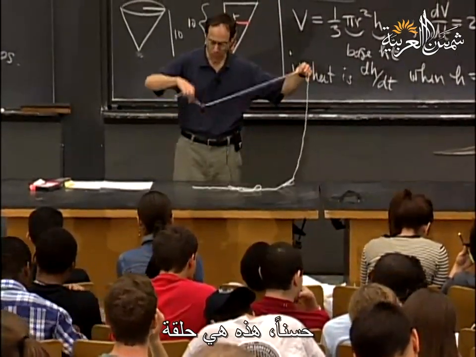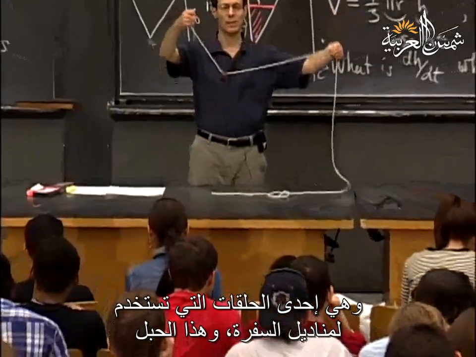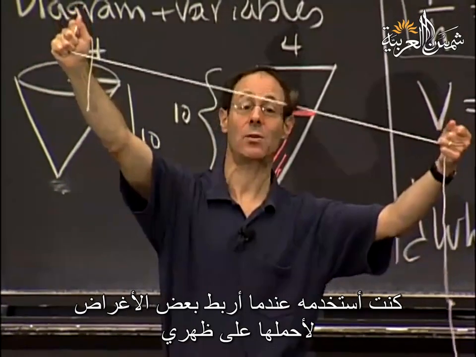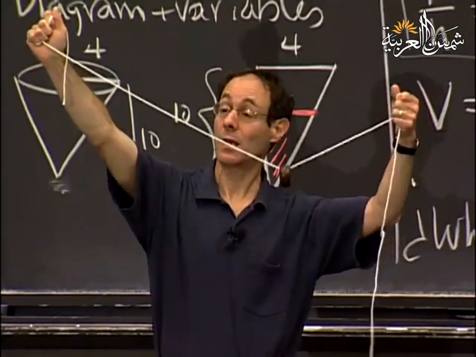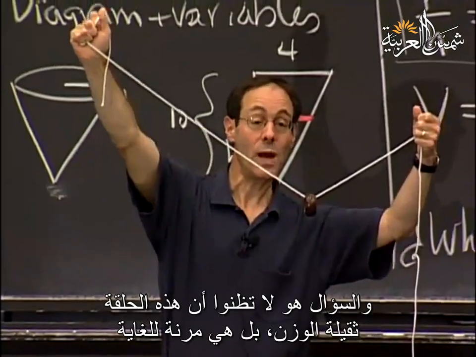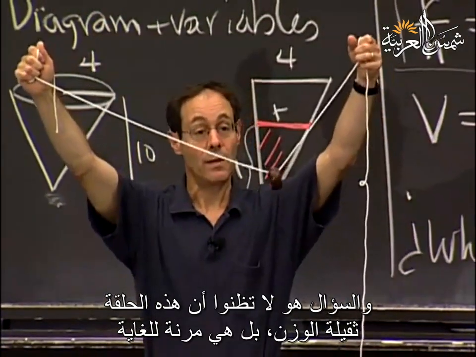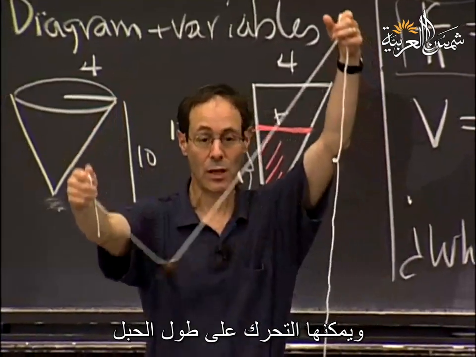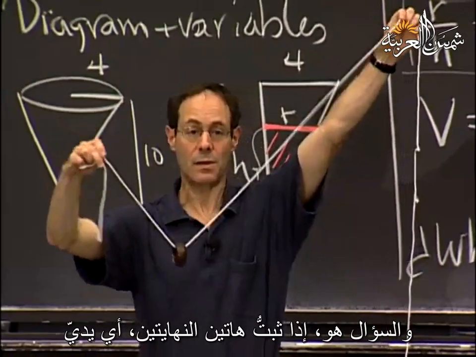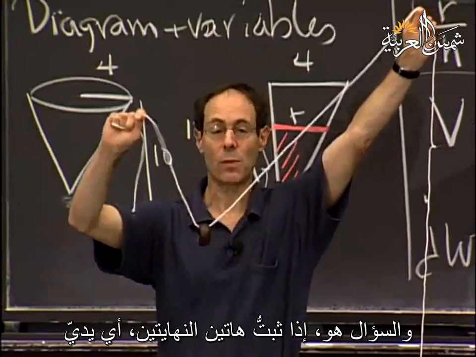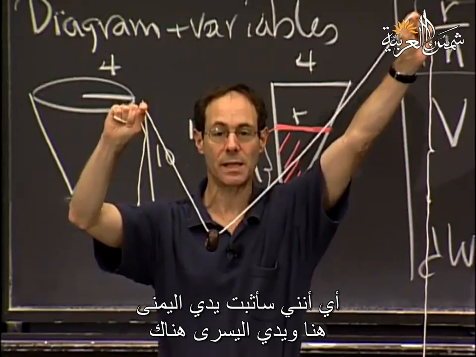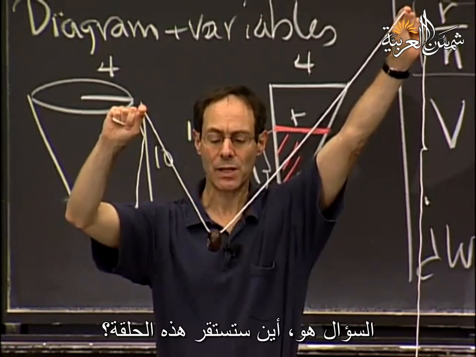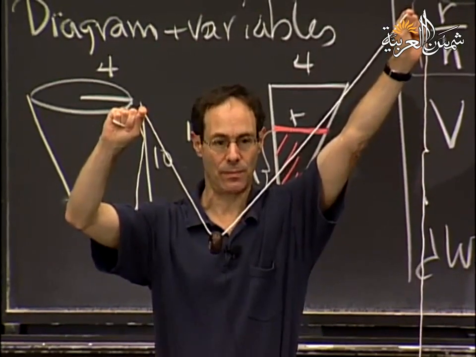So this is a ring. Happens to be a napkin ring, and this is some parachute string, which I use when I go backpacking. And the question is, if you think of this as a weight, it's flexible, it's allowed to move along here. If I fix these two ends where my two hands are, where my right hand is here and where my left hand is over there, then the question is, where does this ring settle down?